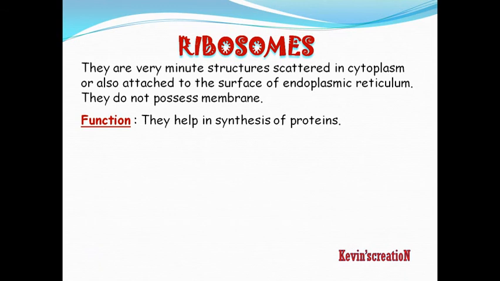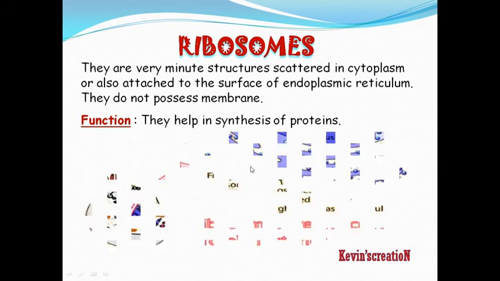Now comes the ribosomes. These are very minute structures scattered in the cytoplasm, or attached to the surface of endoplasmic reticulum. Just now we studied they can be present freely in the cytoplasm, or else they can be attached to the surface of endoplasmic reticulum. One more thing which you should remember is they do not possess a membrane. It is a non-membranous structure. That means there is no membrane covering the ribosome. Their function is synthesis of protein. So they help in the synthesis of protein.